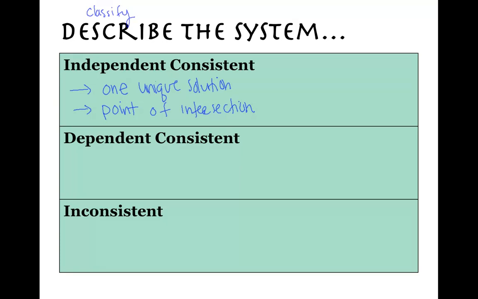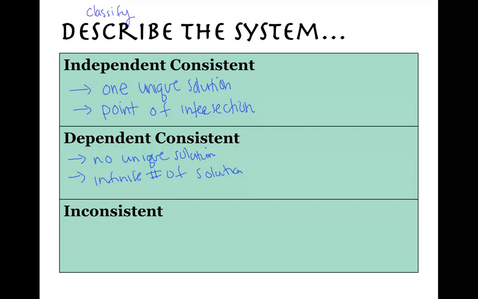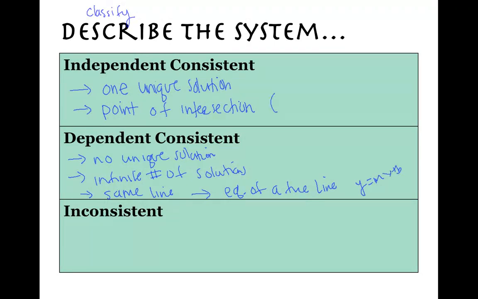If it is dependent consistent, this means that there is no unique solution. You will have an infinite number of solutions. Right? They're the same line. So your solution will be the equation of the line that they are. They're the same line. So maybe it looks like y equals mx plus b for a 2x2 system. Right? This would be xy for a 2x2 system.